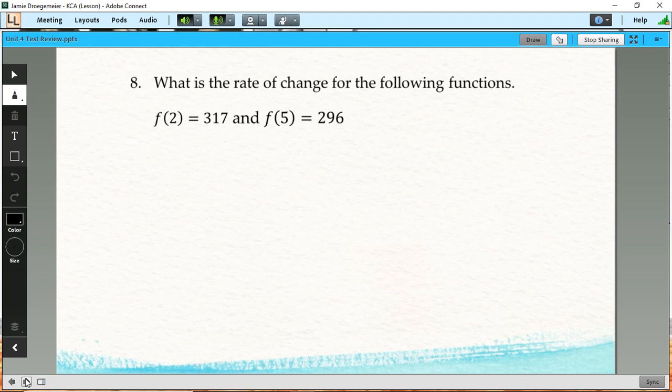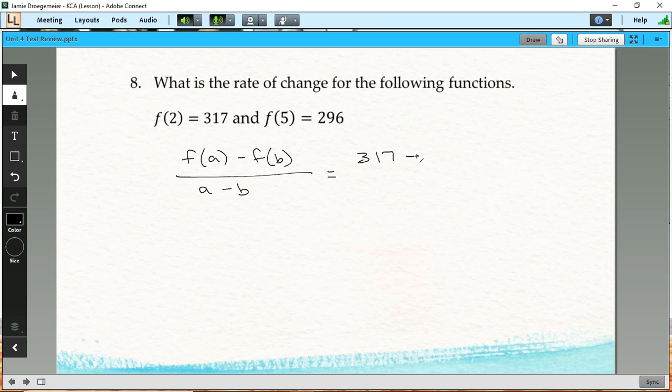All right, number 8 is talking about rate of change. And when we talked about rate of change, we said that we take f of a minus f of b over a minus b. And so if we look at the terms we have here, we just need to think of one of these as a and one of these as b. So my f of a value, which is going to be my outputs that are up top here, I'm just going to go in order that they gave me.